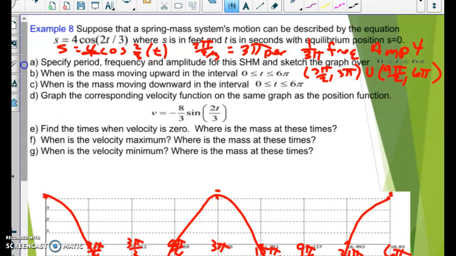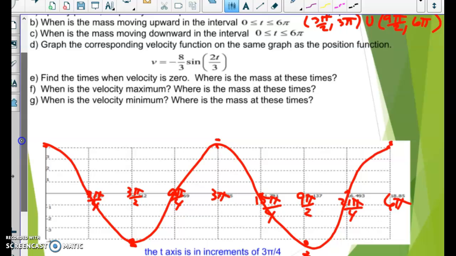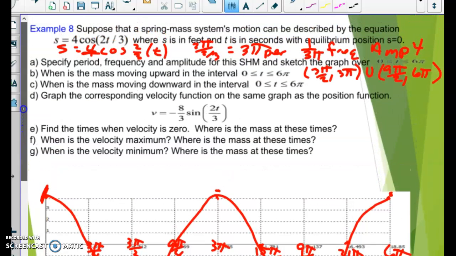And when is the mass moving downward? Well, that's when it's decreasing. So I'm going to go from 0 to 3 pi over 2, and from 3 pi to 9 pi over 2 is when it's decreasing. So I'm going to put that in a nice form: 0 to 3 pi over 2, union 3 pi to 9 pi over 2.